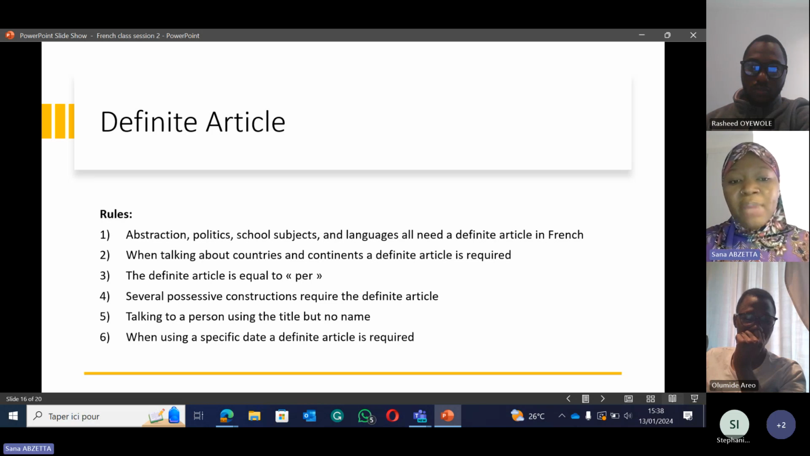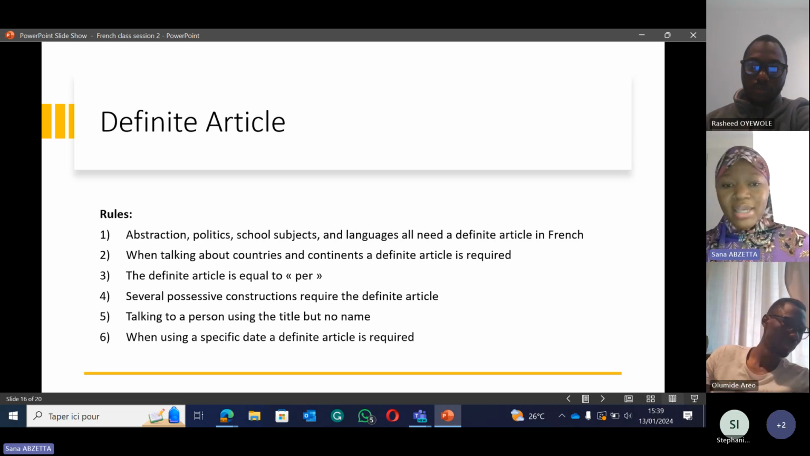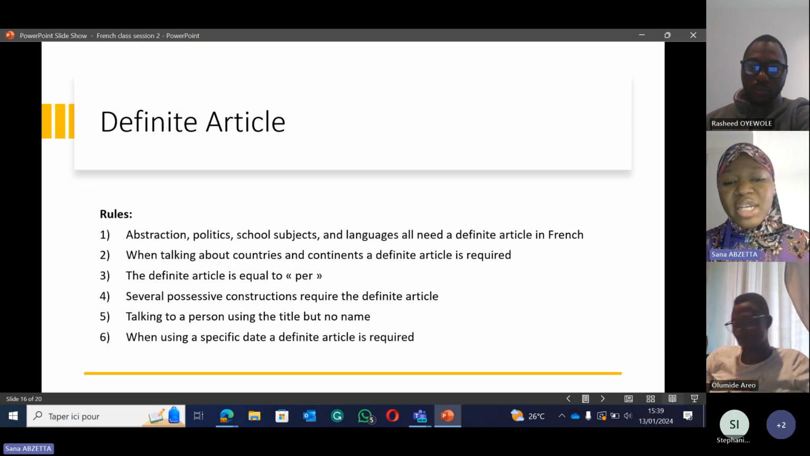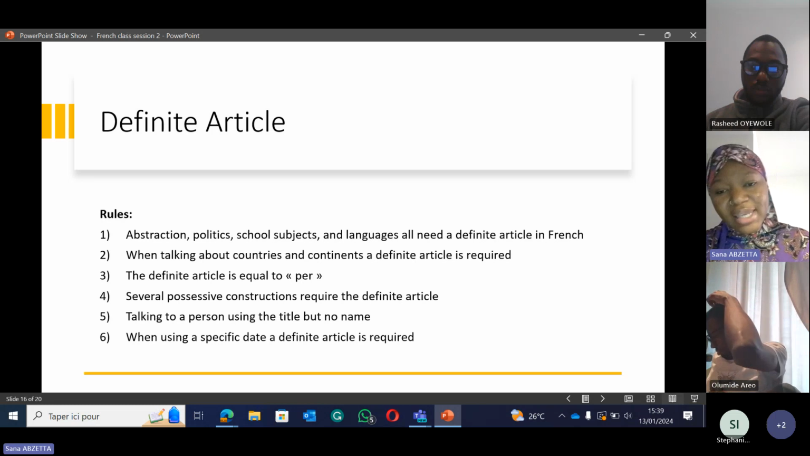If you are also talking about countries or continents, the article is also required. If you want to talk about your country, for example, you will say Nigeria is a beautiful country in English. But in French, you have to say le Nigeria est un beau pays. It's required to put the article, le Nigeria. You do not just say Nigeria est un beau country. You have to say le Nigeria est un beau pays.